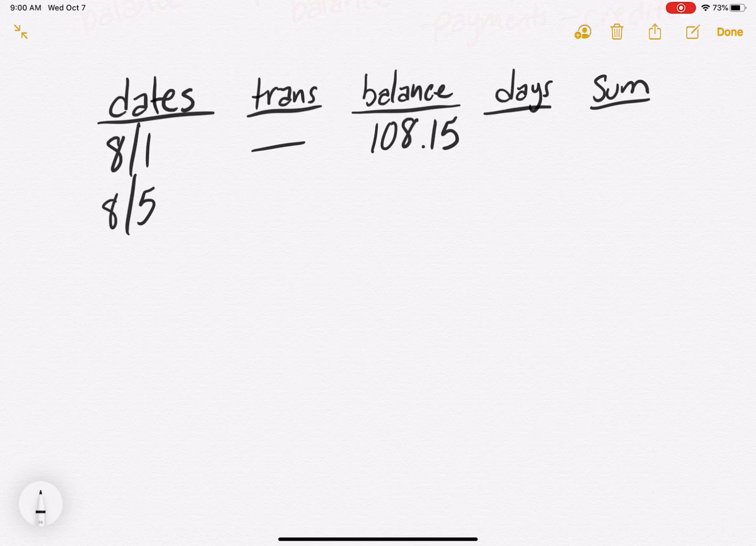4 days. Okay? So 4 days we have here. Right? It was on 8/1, 8/2, 8/3, and 8/4. 4 days, and then it changed. So on 8/5, what happened? We spent $56.89. Is that going to be added or taken away from our balance? Added. It's a credit card, right? So added. What's our new balance then?